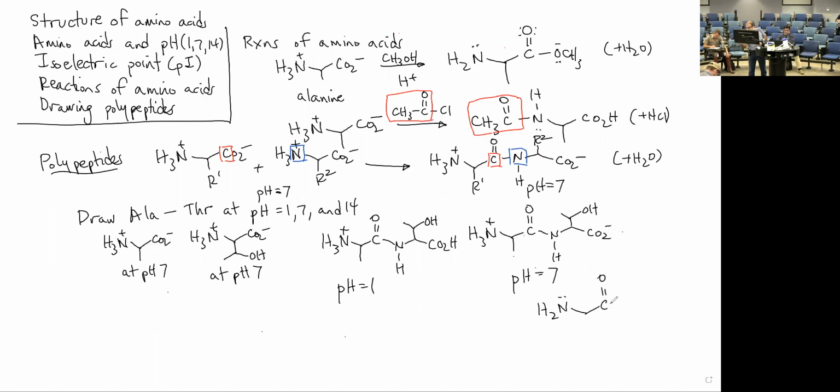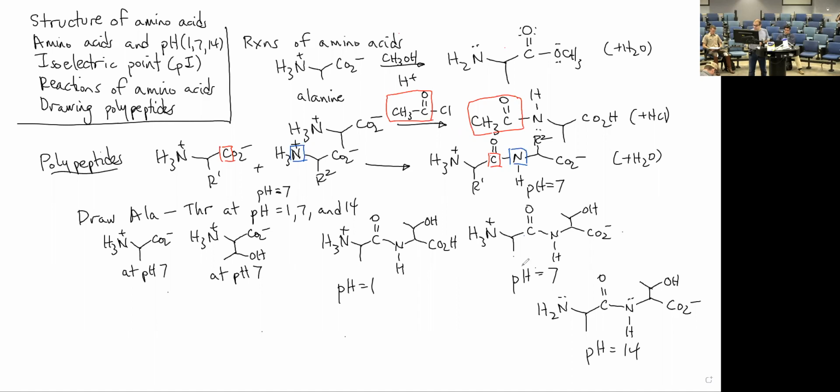We have our carbonyl from the first amino acid going to the NH from the second amino acid. And then CO2 minus over here. We've got a methyl group over here. We've got that threonine side chain over here. This is how the molecule would look at pH equals 14. So again, note the difference in the protonation states.